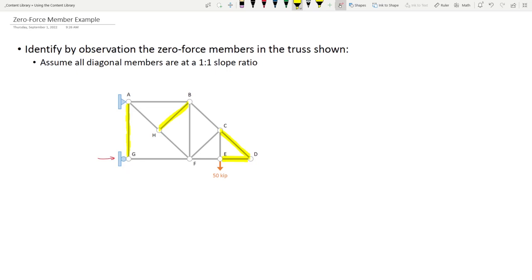How many unknowns are framed into joint E? Well, 2, I mean, but this is collinear, right? This load is collinear with member CE, so what does that tell me? That's a zero force member.